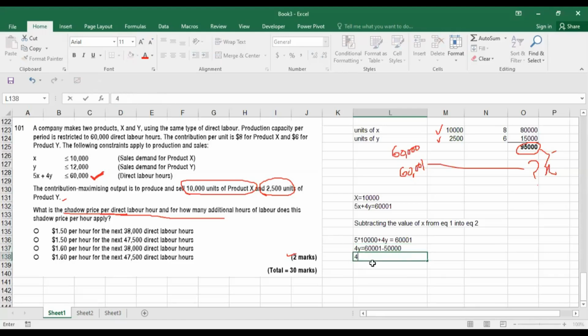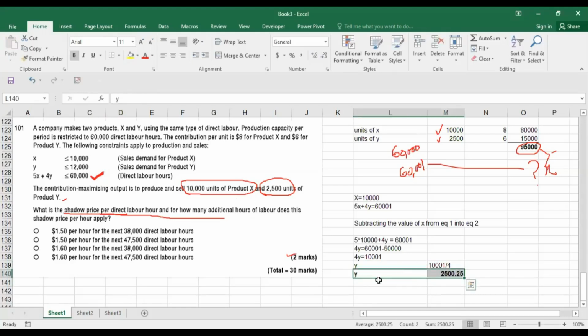And then I can say that 4Y is equal to, how much does it make? 60,001 minus 50,000 is 10,001. 10,001 hours. And then you can say that Y is equal to 10,001 divided by 4, right? And yes, Y is equal to 2,500.25. If you do not understand until here, please ask me.